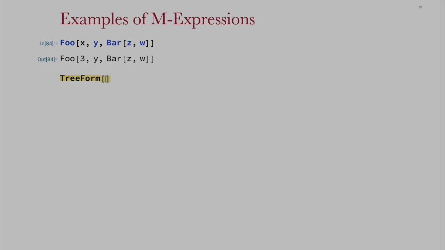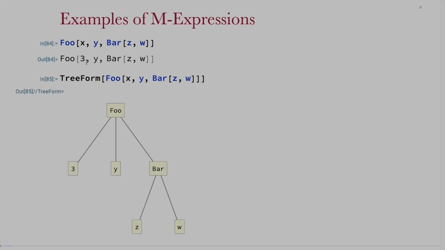But we can take this expression that we typed in, and we can put it inside TreeForm. And then the evaluator, when it sees TreeForm, does this. It takes this M-expression and displays it in a tree form. It essentially displays the head first, and then displays what are called the arguments of the head, or what is inside the brackets. So 3, y, and bar.